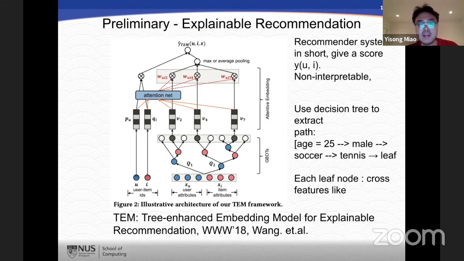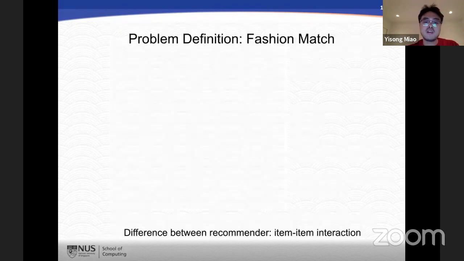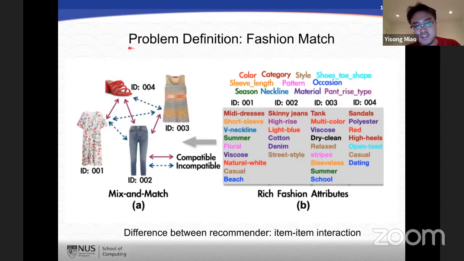Given that we have understood this preliminary, it's very easy for us to understand this work. The problem definition of this work is fashion match. I'm not an expert in this field, but in short, fashion matching is to model the interaction between item and item.